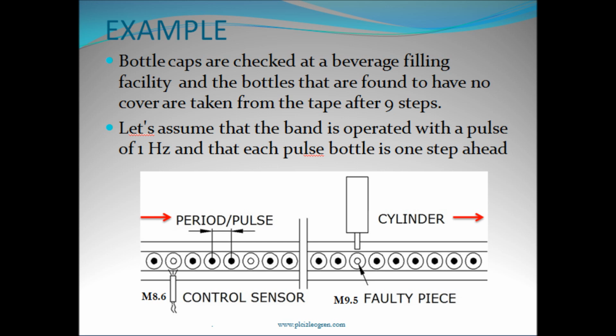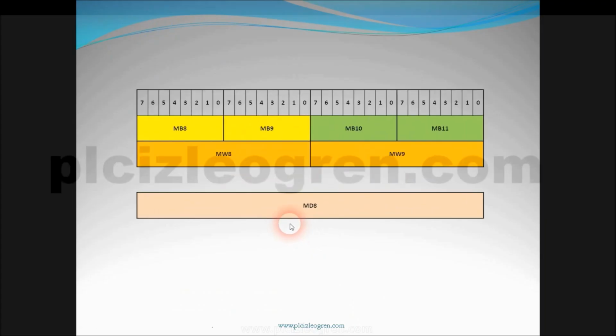The set bit of our sensor which detects the faulty pieces is M8.6. There is our bit that says the bottle is at the dispenser location, M9.5. I have addressed these as such. Look, I will also tell you this. Look, there you see the byte and bit numbers. Look, that is my 8 byte and 9 byte. The bits inside my 8 byte, 7, 6, 5, 0 bit again, the bits inside 9 byte.